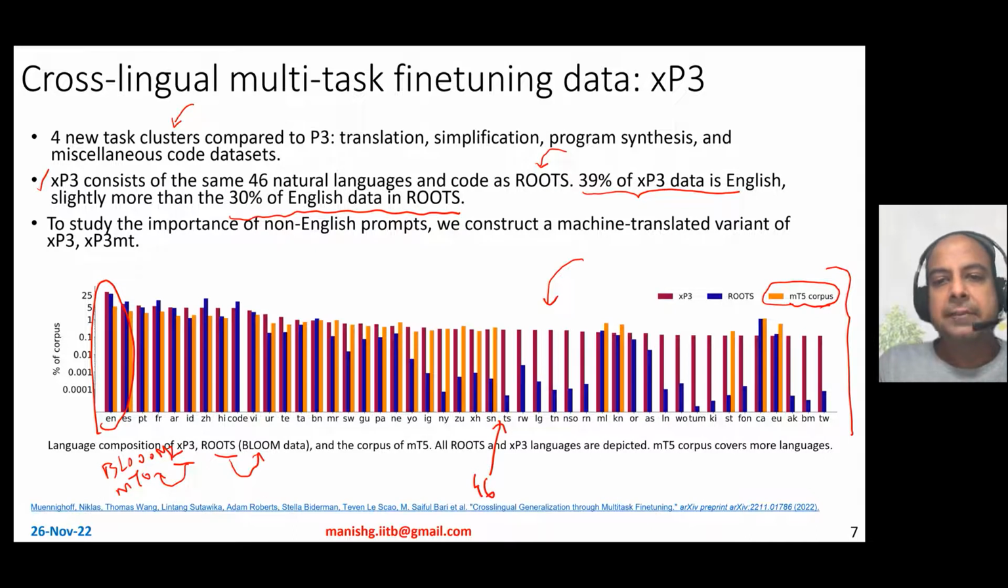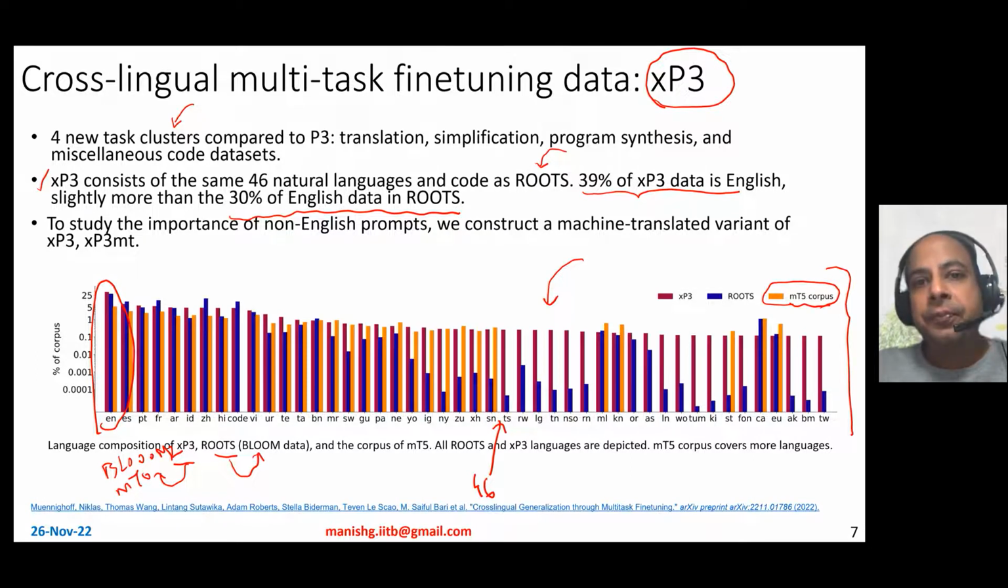And as you see, the XP3 dataset closely mimics the ROOTS corpus and has a pretty similar percentage distribution across different languages. Note that in the XP3 dataset in general, there are only English prompts. However, people also wanted to figure out what happens if you provide multilingual prompts. How do the models behave if you do multitask fine-tuning using multilingual prompts, even for multi-language tasks?